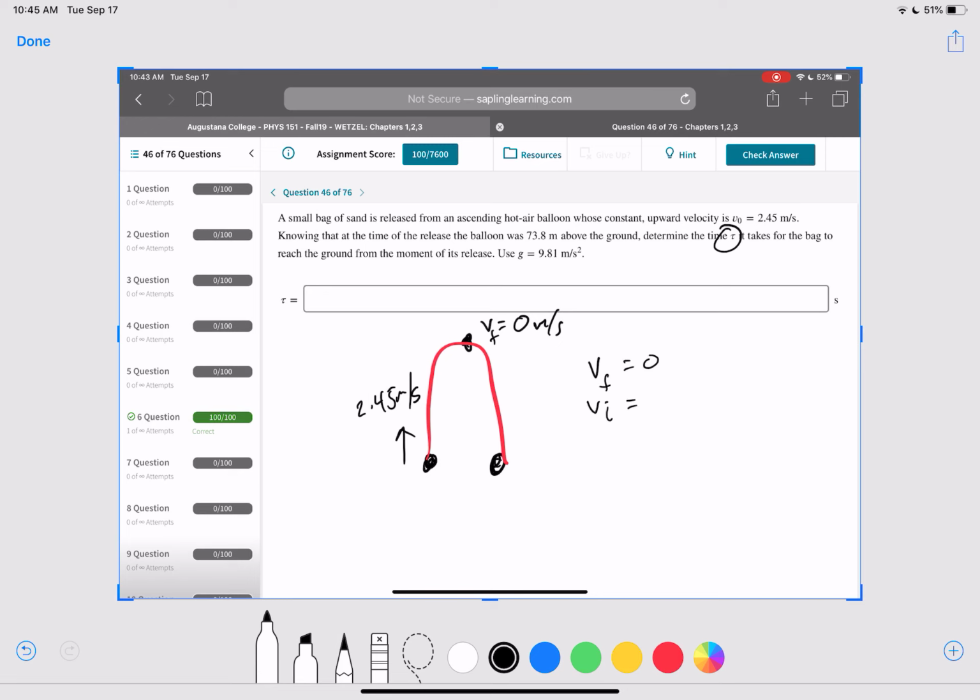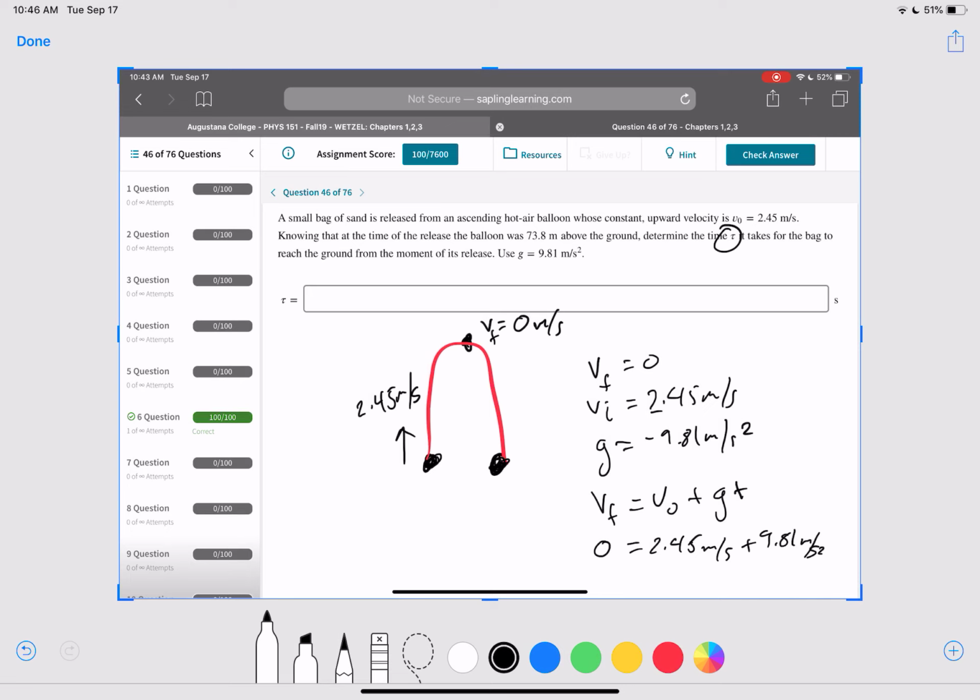V initial is equal to 2.45 meters per second. Gravity, or our acceleration, is negative 9.81 meters per second squared. Okay, so I'm just going to say that for the time it takes to go from here back to here, V final is equal to V initial plus GT. Okay, and so V final is 0, so we're going to have 0 is equal to 2.45 meters per second plus 9.81 meters per second squared times t.